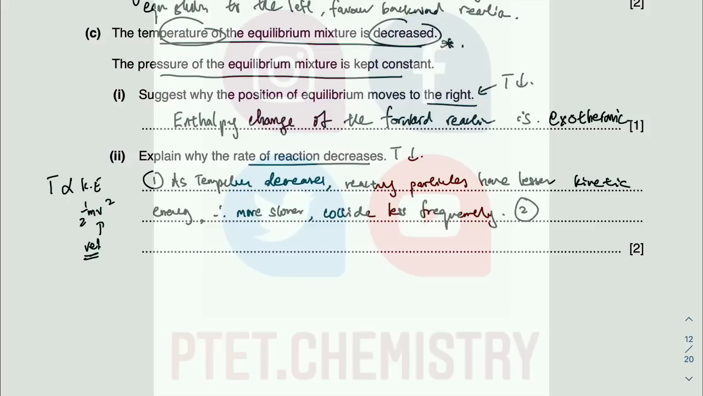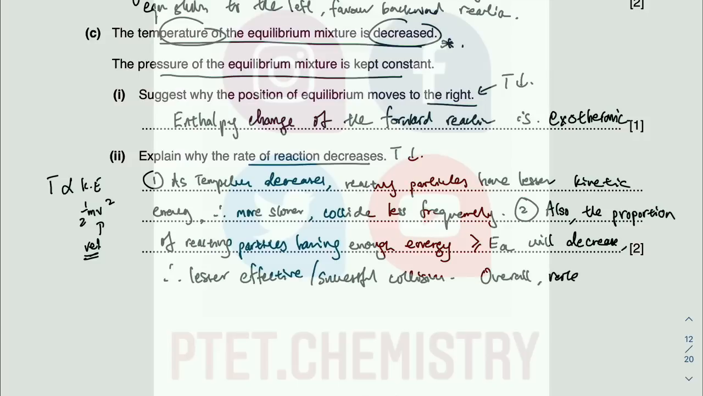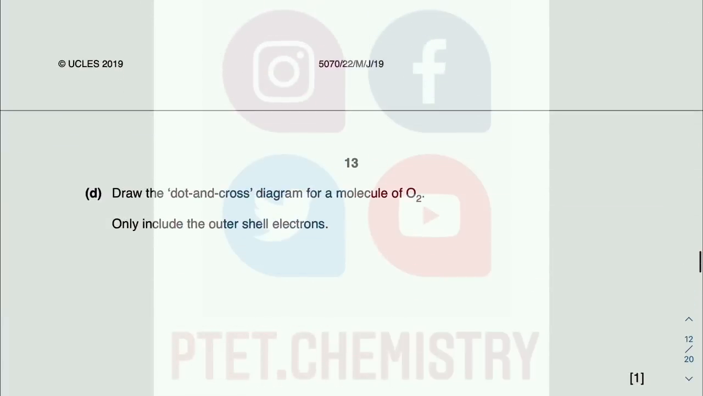But the second bit is also quite important. Additionally, as temperature decreases, also the proportion of reacting particles having enough energy, or you can say sufficient energy, greater than or equal to the activation energy of the reaction will decrease. Therefore, lesser effective collisions. You can say effective, or you can use the word successful collision. Overall, rate decreases. So how fast the reaction goes, it decreases, becomes slower.